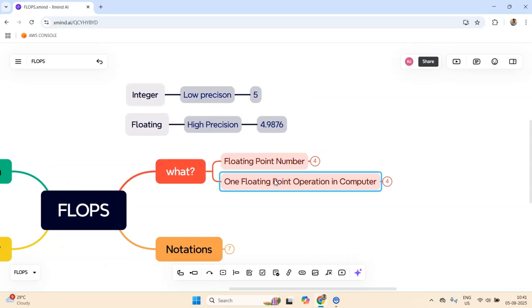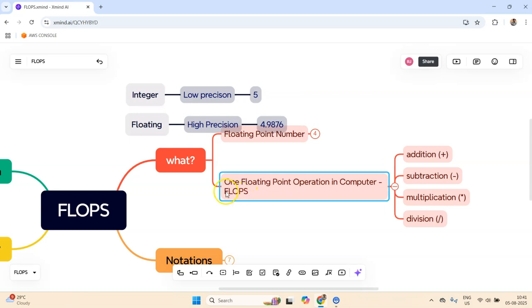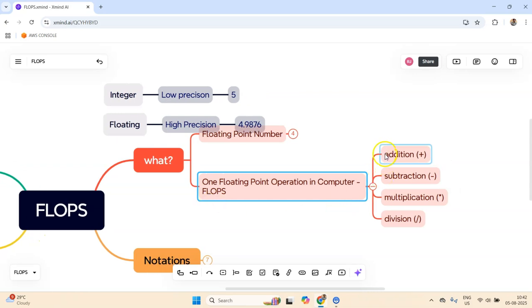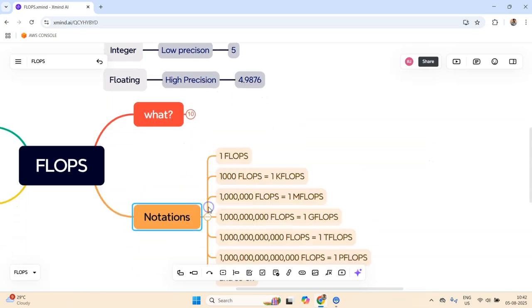Now, what do we mean by floating point operation? When we take two floating point numbers, two high precision numbers, and do any of these four operations one time, so if I do addition one time, that will be one floating point operation, and that floating point operation is represented, for short, as flop. That is floating point operation. So addition, subtraction, multiplication, or division, if I do any of these one time, that is one floating point operation. Now let me explain these notations one by one.